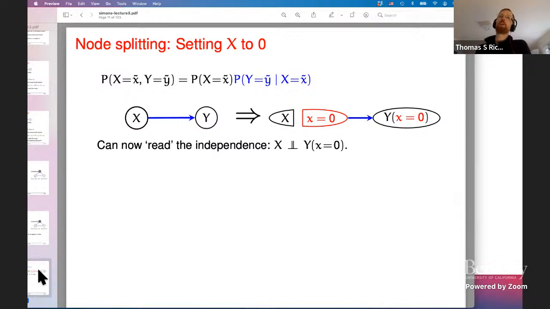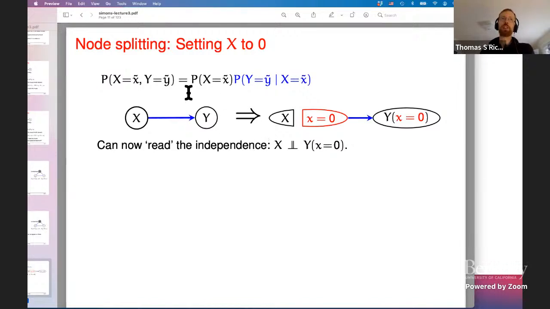Okay, so what are we going to do? We're going to show a way of transforming the graph. We're going to add some additional semantics onto the graph via a notion of splitting a node that will then allow us to read off the independence that we naturally associate with the absence of confounding from the graph directly, just using d-separation.